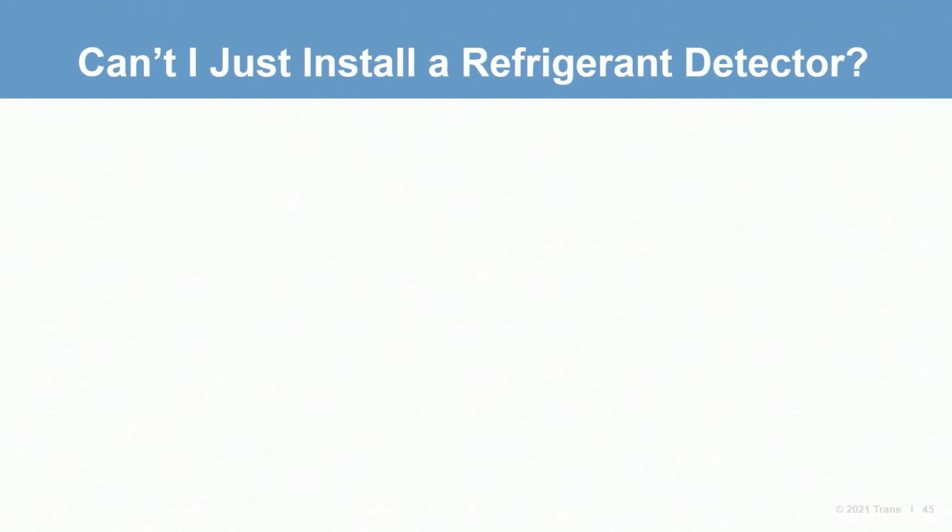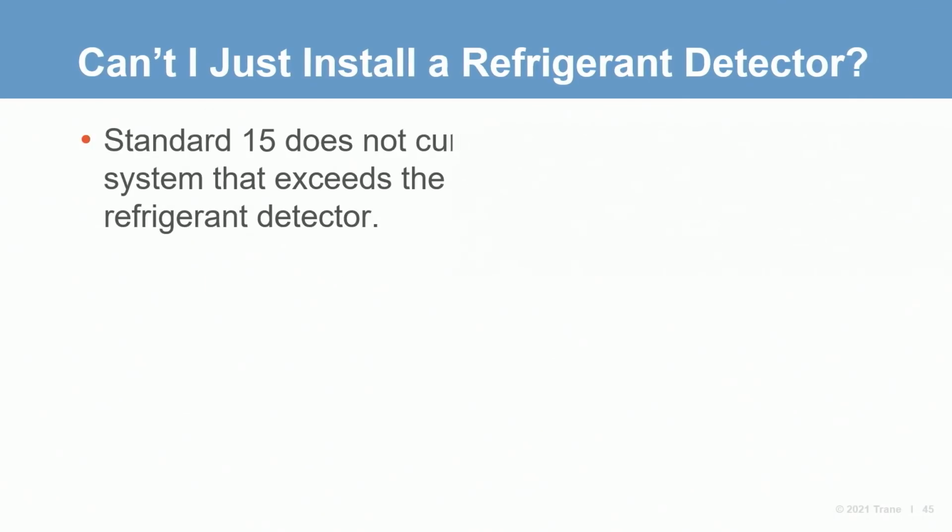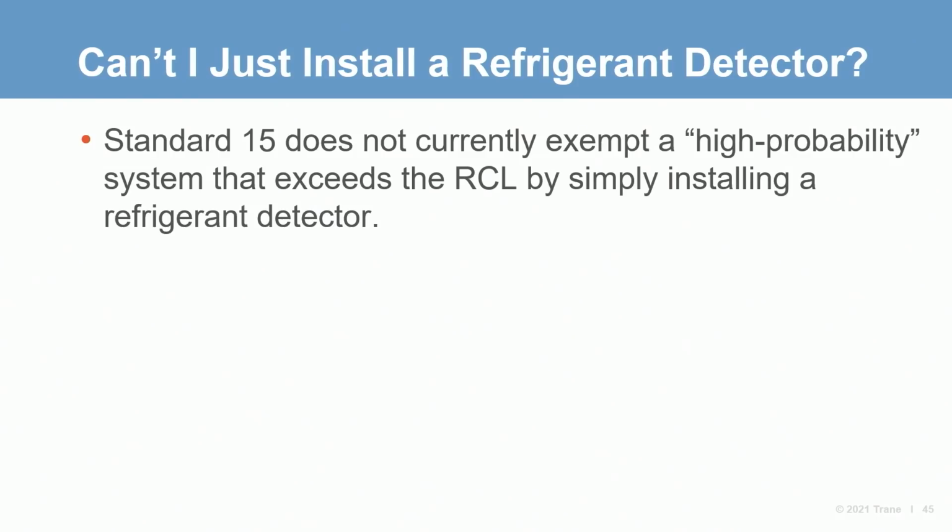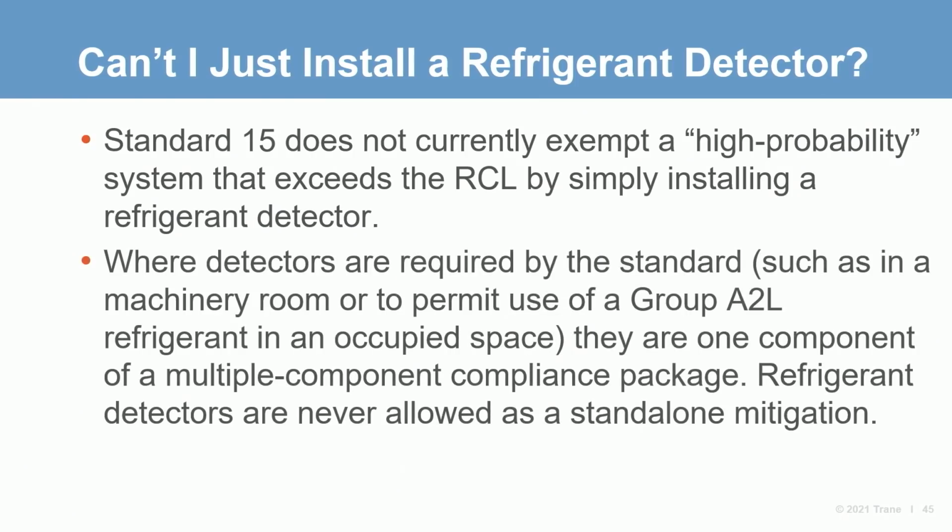Before we leave this example, I've been asked, if we exceed the occupied space RCL, can I just install a refrigerant detector? Well, the short answer is no. Unfortunately, Standard 15 does not recognize refrigerant detectors in lieu of complying with the RCL. Where detectors are required, such as in a machinery room or when using A2L refrigerants in the occupied space, they are just one component of a multiple component compliance path. Per the standard, refrigerant detectors are never accepted as a standalone mitigation.